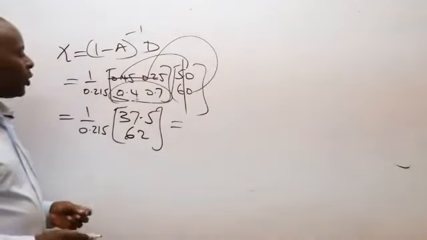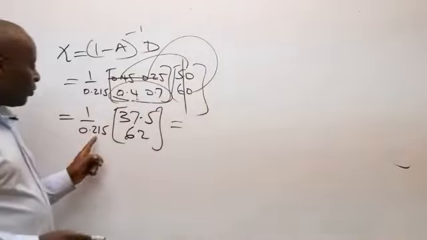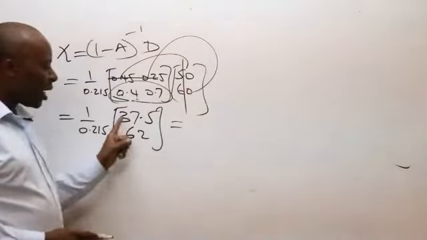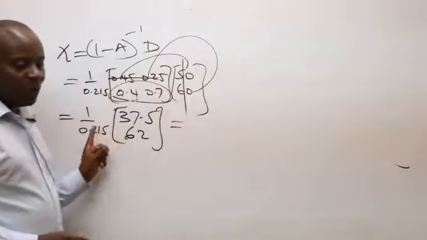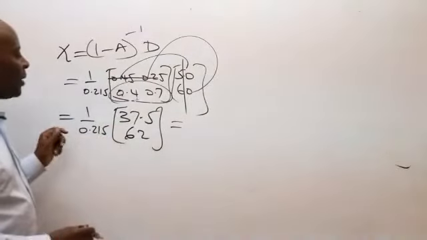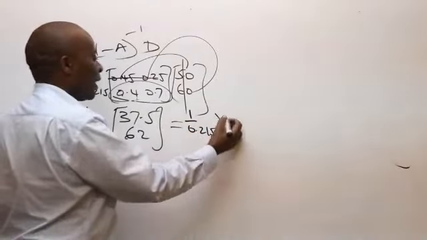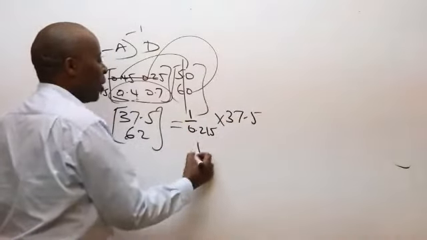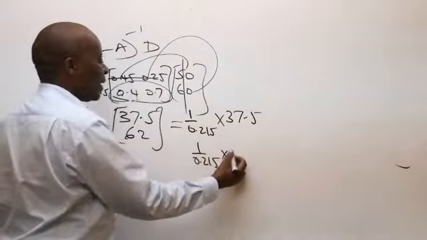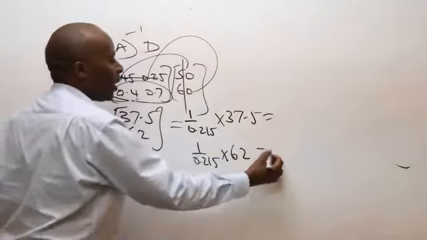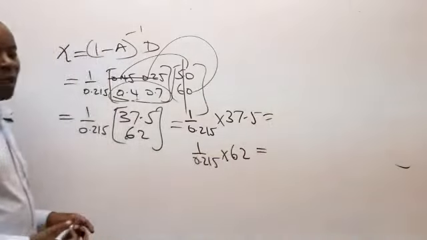So after that, ladies and gentlemen, I know that the next thing will be for me to distribute the scalar here. The scalar is very easy. You simply come and take like 1 over 0.215 times 37.5, and 1 over 0.215 times 62. You get the 2 values into decimal places.